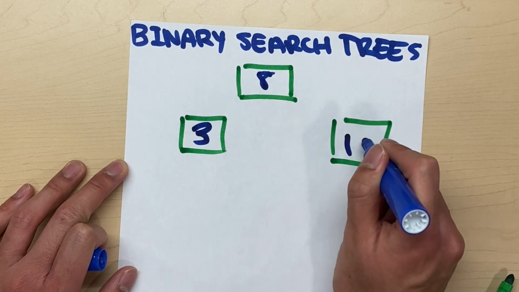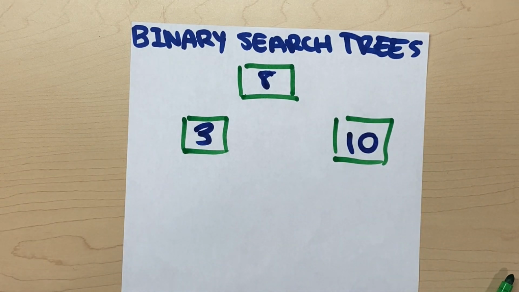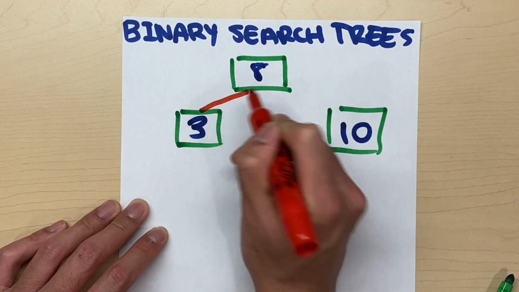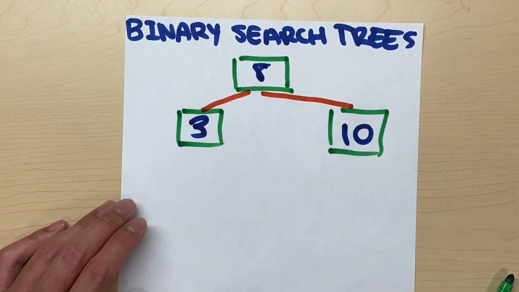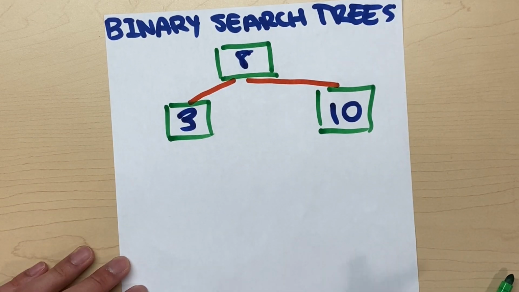What that means is that it has to go on the left. And then if we insert 10, it has to go on the right because it's greater than 8. And that's just the rule that you have to follow for binary search trees.